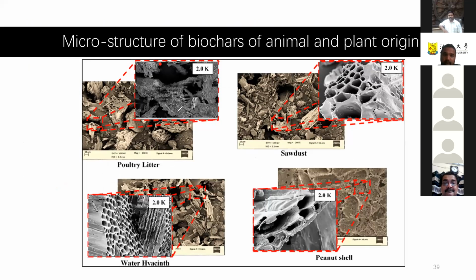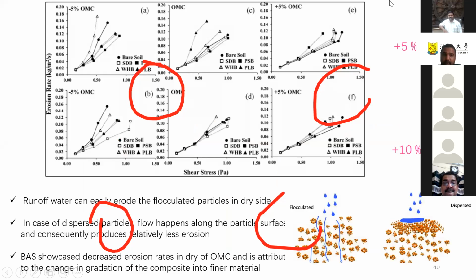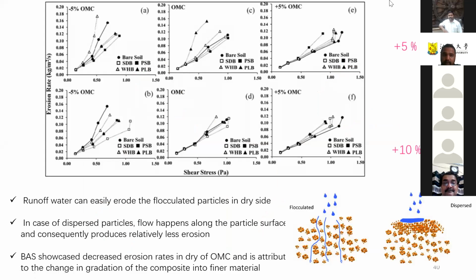The poultry litter is not very porous, while sawdust, peanut shell, and water hyacinth have this hollow structure. You can see the hollow structures, but poultry litter lacks that structure. So it means we can expect sawdust, peanut shell, and water hyacinth to perform better in terms of water retention as compared to animal-based biochar. Similarly, we did this test at different densities and also at different water contents.